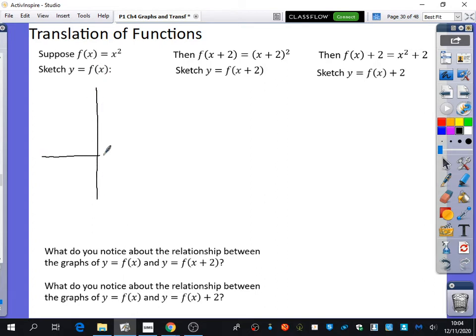Now, we know that y equals x squared is just a quadratic graph. This graph that I've drawn here is y equals f of x. It's just a quadratic graph that I've got, okay? Then my next one that I want to draw, I'll give you a chance to just draw that one to start off with.